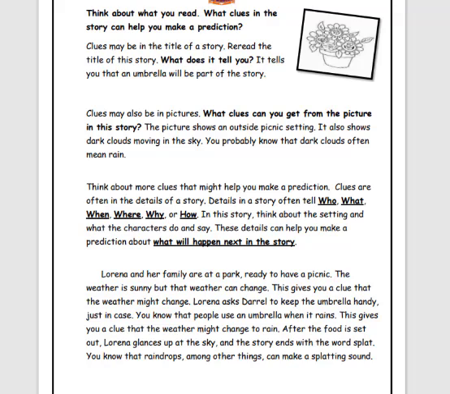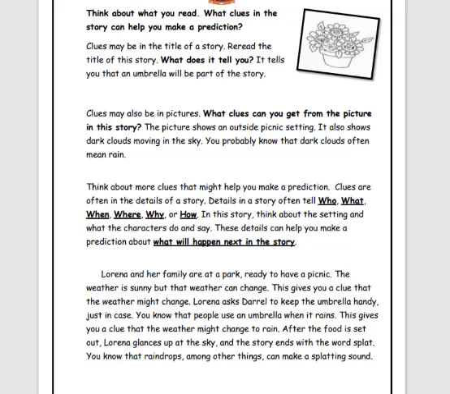Clues are often in the details of a story. Details in a story often tell who, what, when, where, why, and how. In this story, think about the setting and what the characters do and say. These details can help you make a prediction about what will happen next in the story. Lorena and her family are at a park, ready to have a picnic. The weather is sunny, but that weather can change. This gives you a clue that the weather might change.